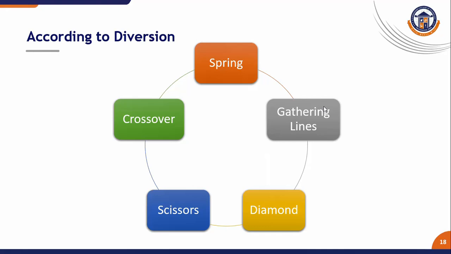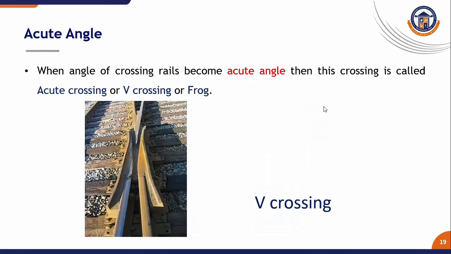According to the diversion, there are five important components involved. First one is crossover, second one is spring, third one is gathering lines, fourth one is diamond, and fifth one is scissors. According to the diversion, five components are followed in the rail movement.